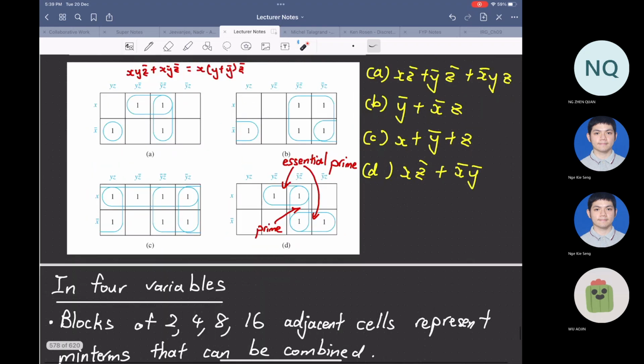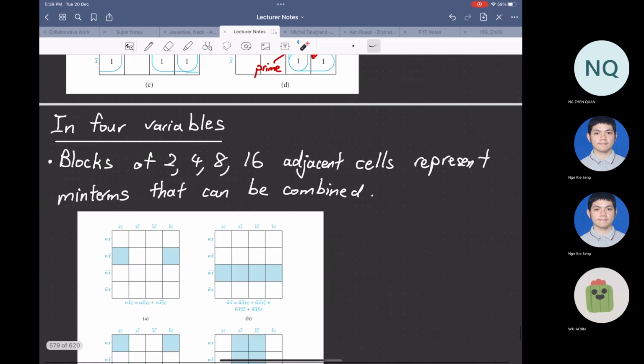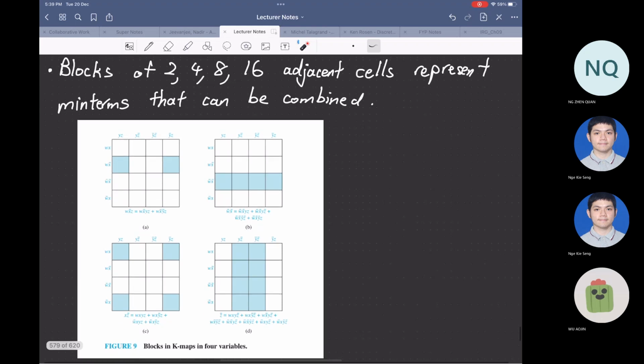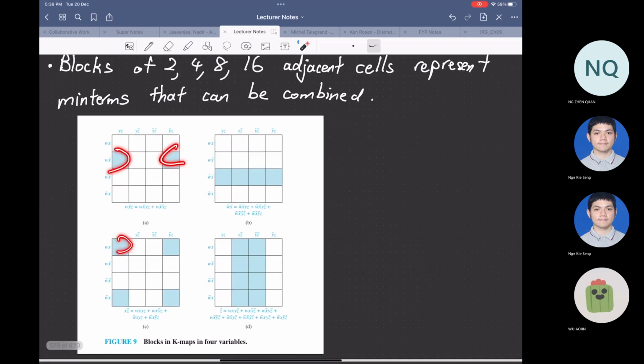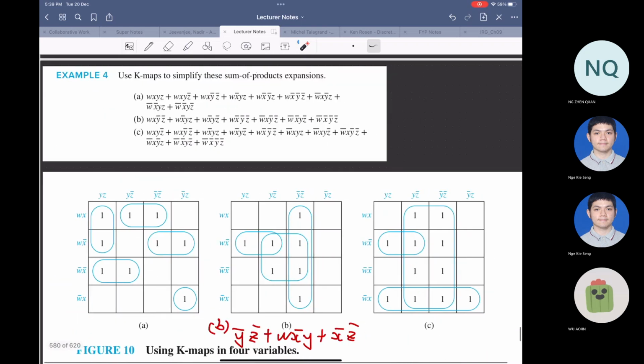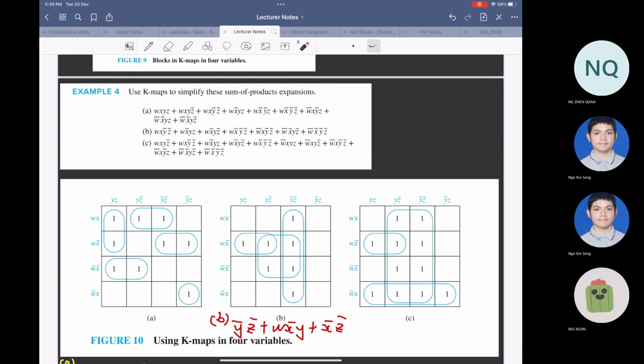What's next? What's the time now? Okay, 5:39. Okay, next one is the 4 variable. So you can see that in 4 variables, we have 2 to the power 4, which is 16 blocks. So with 16 blocks, you can have different combinations of blocks. You can also have these corner blocks, because these are adjacent. Top and bottom is also adjacent. You can have corner blocks and rectangular blocks, and then you can simplify them.